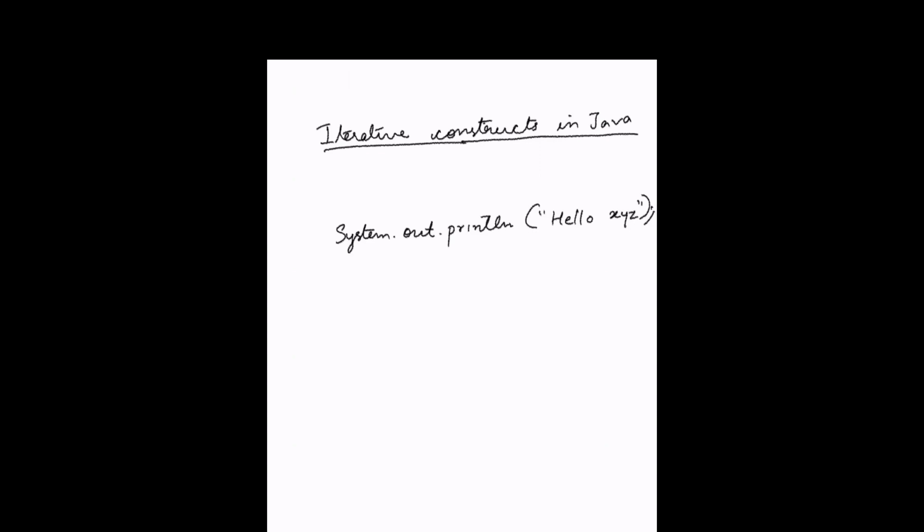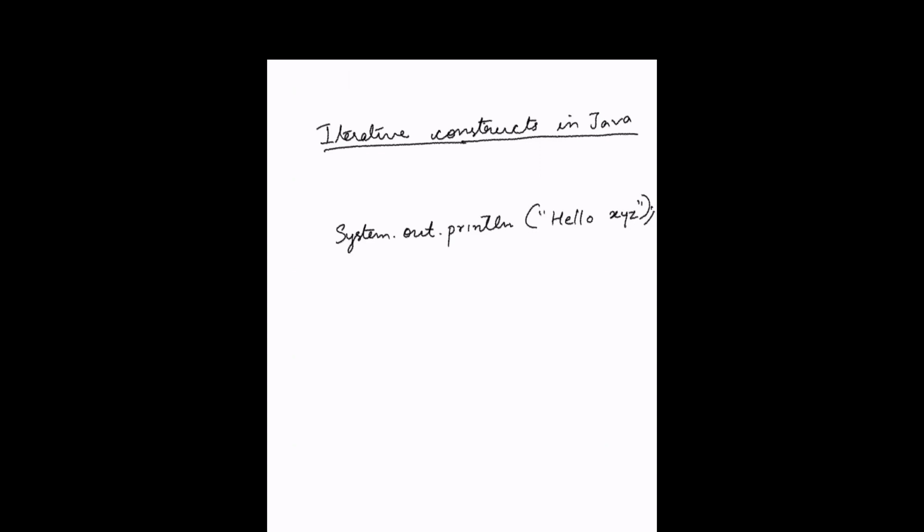Say for example, if you want to print Hello XYZ 1,000 times, don't you think that becomes more complex, more difficult to print the same thing 1,000 times? How will you keep on copying it? You have to copy, then you have to count. It's not an easy task, right? Some process that needs to be repeated many times, we write it with the help of iterative constructs.